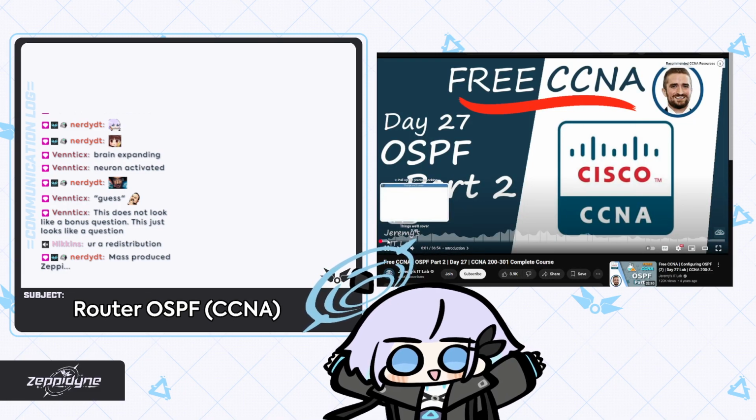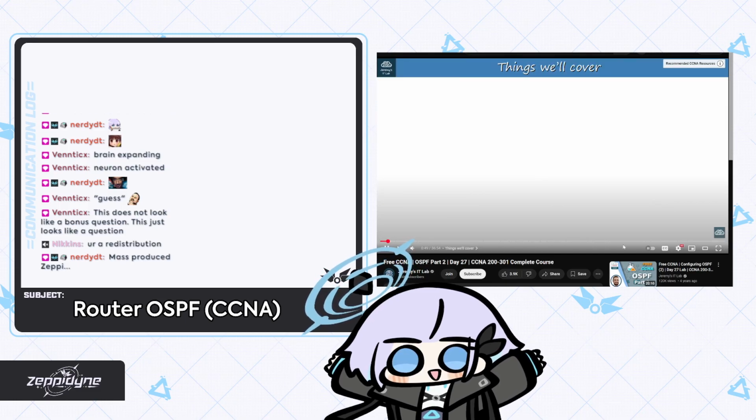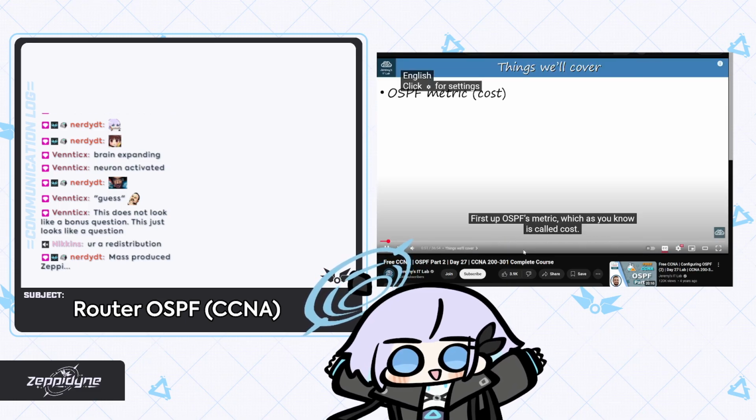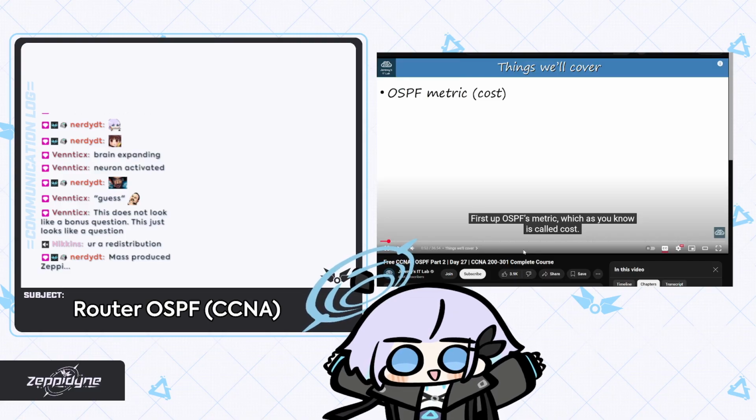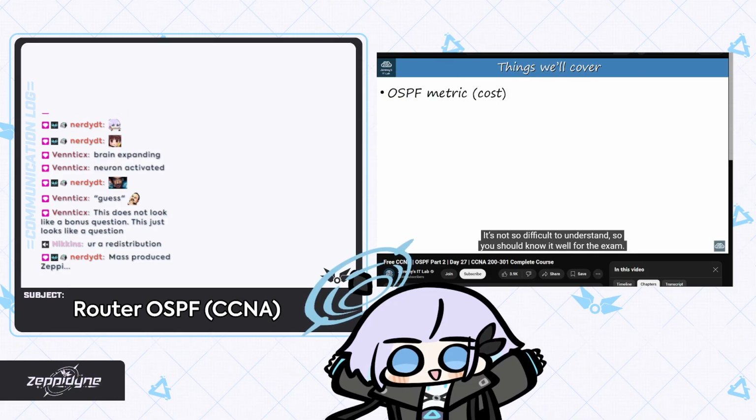Welcome to Jeremy's IT Lab. We'll cover 3 main topics. First up, OSPF's metric, which, as you know, is called cost. It's not so difficult to understand, so you should know it well for the exam.